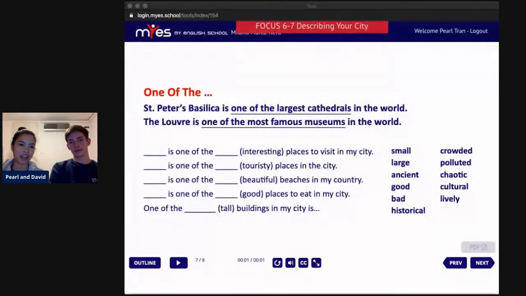So we are not from Italy. We're not from Milan. So tell us the answer to these questions. For the first one, blank is one of the superlative interesting places to visit in my city. So fill in the gap. What is one of the interesting places to visit in my city? London? The Tower of London is one of the most interesting places to visit.